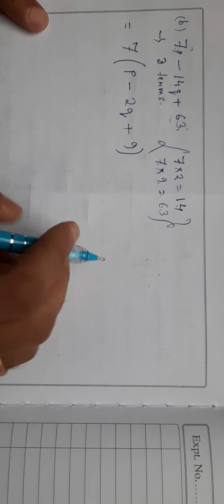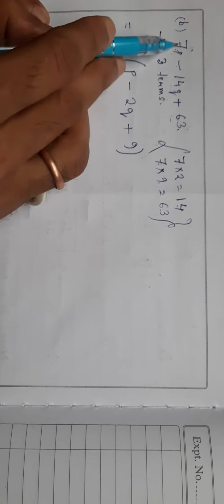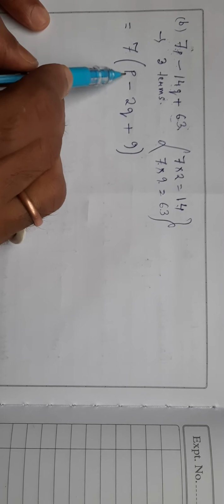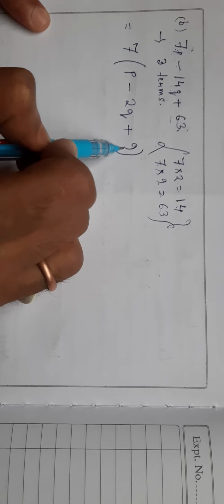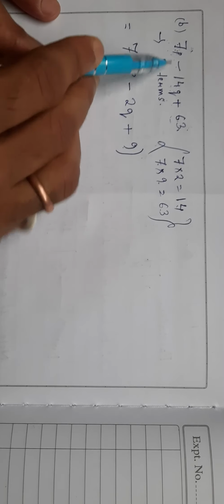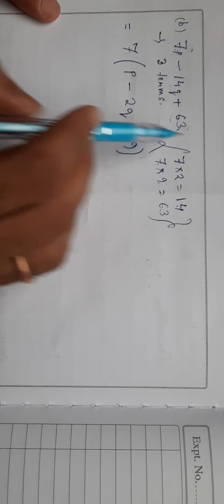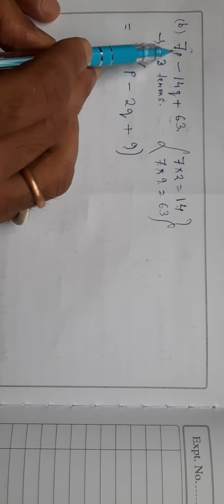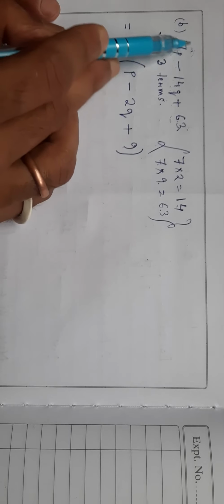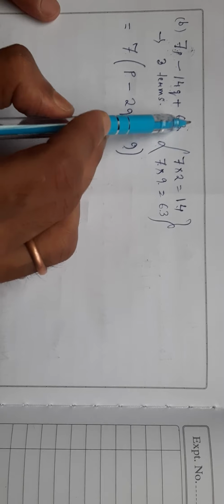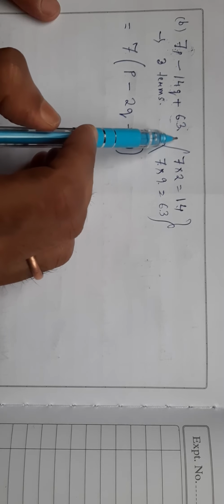So the factors of 7p minus 14q plus 63 is 7, comma p minus 2q plus 9. Once again repeating. The question is 7p minus 14q plus 63. First of all, you will see the number of terms here. Since here it is 7p, 7 into p, so it will be considered as one term. It is 14q, so it will be considered as another term, and then 63, the last term.